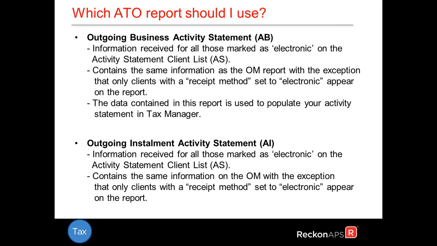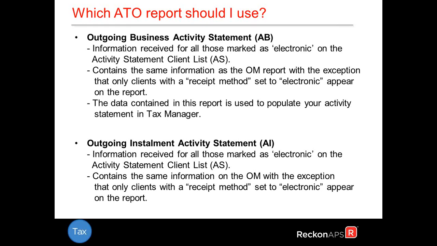This contains the same information as the OM report, with the exception that only clients with the receipt method set to electronic appear on the report. The data contained in this report is used to populate your activity statement in Tax Manager. Hence the reason why it is critically important that your practice receives the AB report, because that is what we use to create or populate your activity statement data. So if you didn't receive your outgoing activity statement report, the AB report, for a particular quarter, that essentially means a lot of work for the practice.